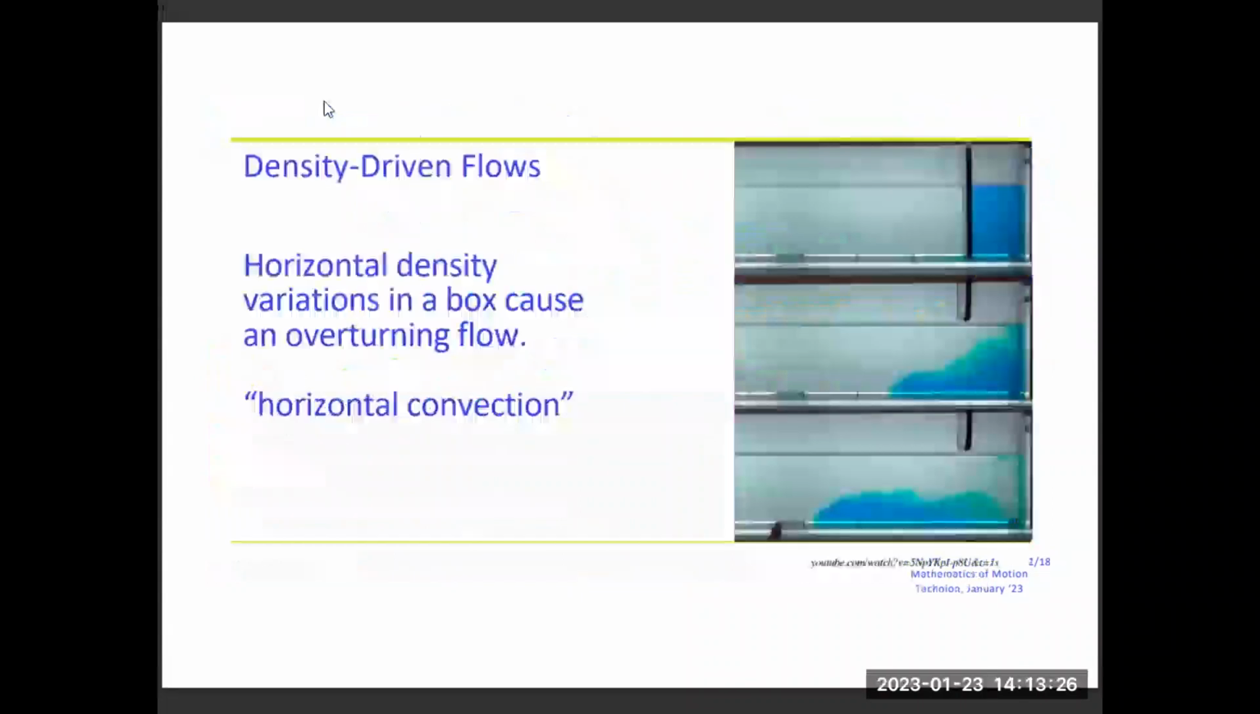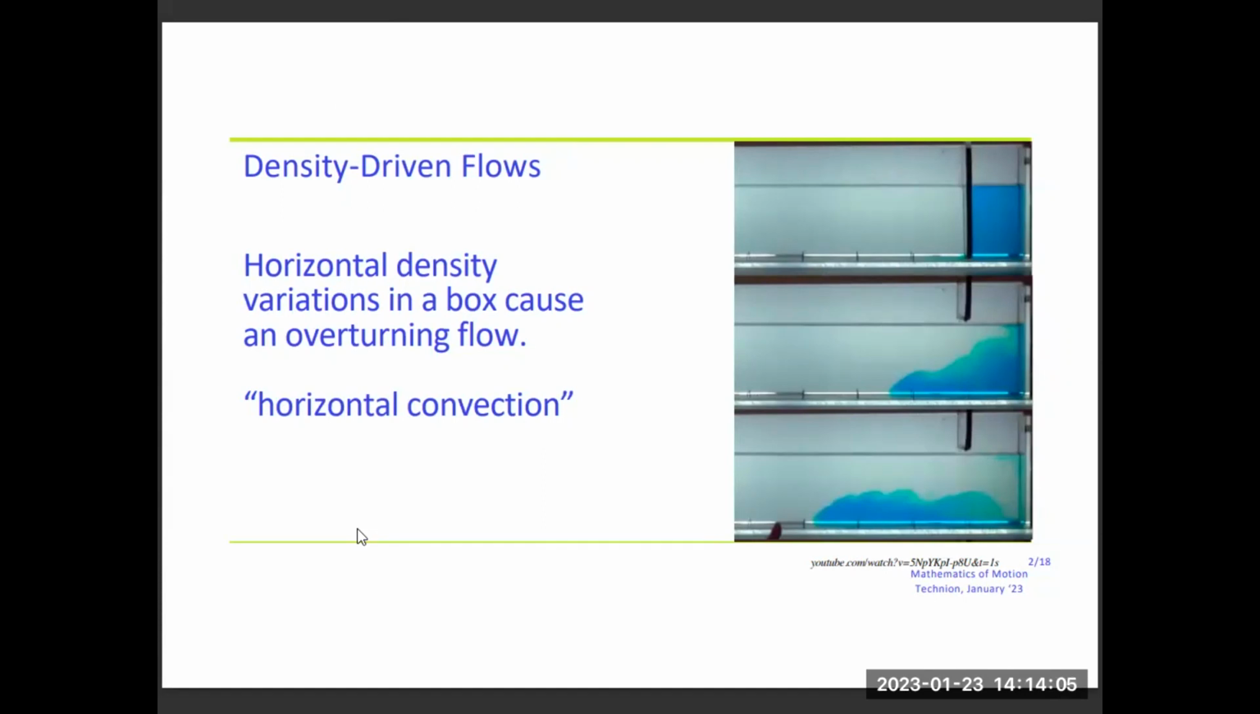So, let's start. The basic physical phenomenon underlying our research is density-driven circulation. Think of a box of water that is divided into two parts, and one part is denser than the other. For example, it can be saltier than the other part, or colder than the other part, which are two tracers that are relevant for the ocean.